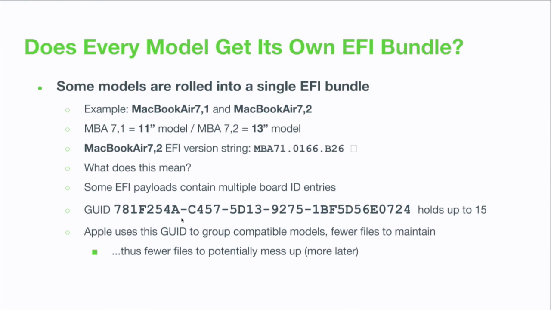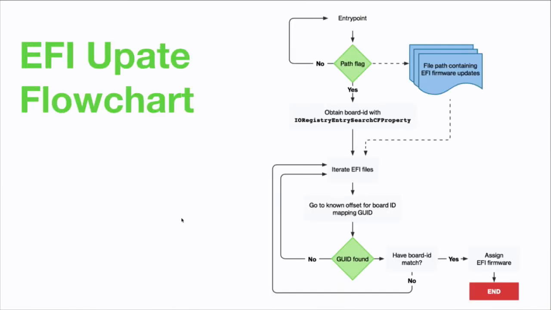There is a little caveat here in that some models, two different physical models, use the same EFI bundle, and that is covered by the fact that this particular GUID can hold up to 15 board IDs. So if there's more than one listed, that same single payload file actually applies to multiple models. That is how they try to constrain how many actual physical files they need to ship. For QA reasons, we find out later that that can also get into some trouble.